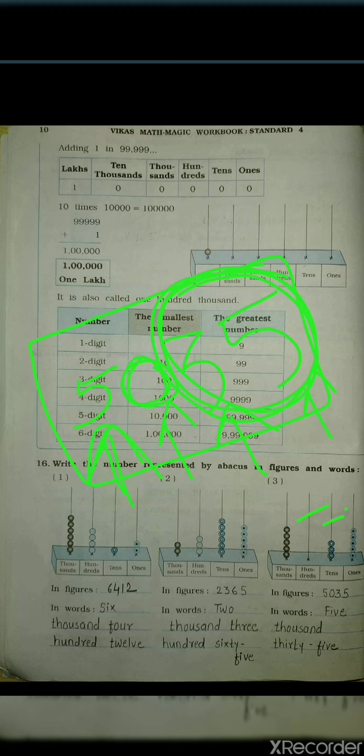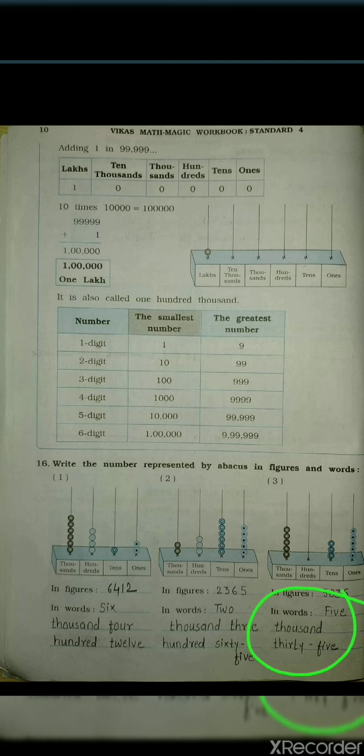Suppose 5035. We cannot say 000 here because it doesn't make any sense. So our answer is 5035.